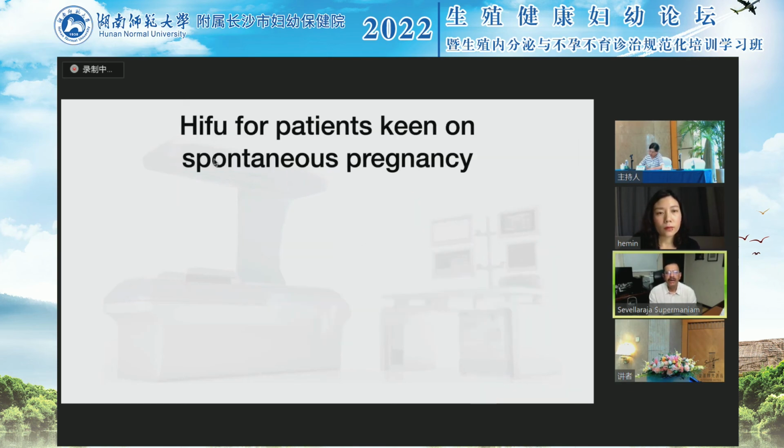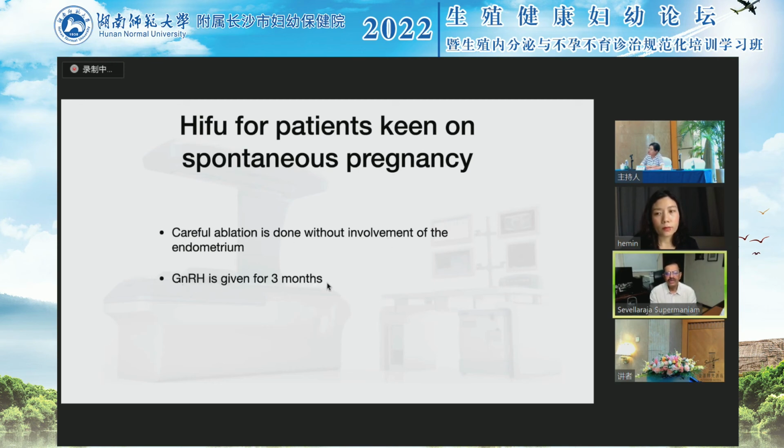Okay, next, let me look at this group of patients who are keen on spontaneous pregnancy. How do we give HIFU treatment for patients who want to get pregnant on their own? Again, we must be very careful not to involve the endometrium. I also give them GnRH for 3 months. And if the patient is unable to conceive within 6 months, I think we have to consider some kind of assisted conception, such as IVF.